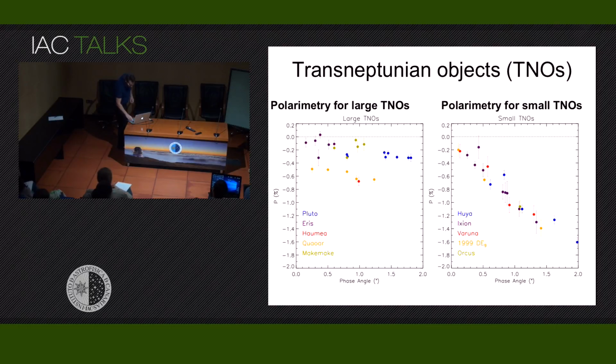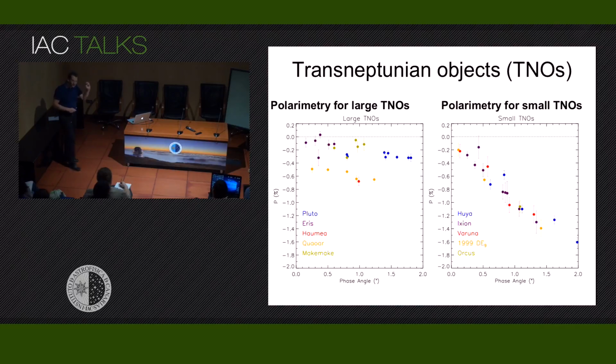Very fresh material next. This is the Transneptunian objects now. We have polarimetric data for the Transneptunian objects, and we can see that the large TNOs that are capable of maintaining their volatiles typically have lower polarization values here, and then the smaller ones actually have more substantial negative polarization. And look at the phase angle now.